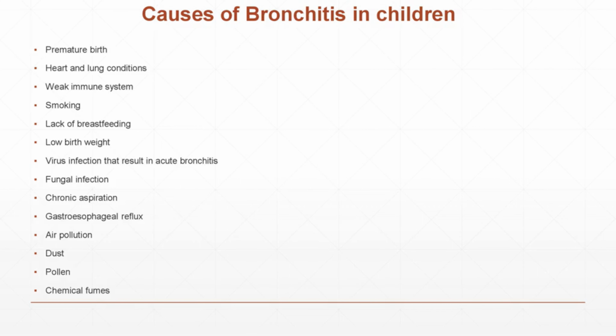Chronic aspiration is a condition where some secretion or food material enters into the larynx and trachea and can descend into the lungs, causing acute and chronic inflammatory reaction. Gastroesophageal reflux, air pollution, dust, pollen, and chemical fumes are the causes of bronchitis in children.